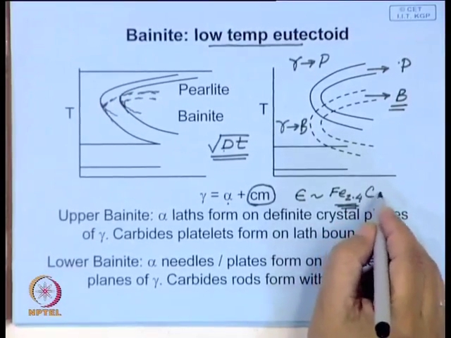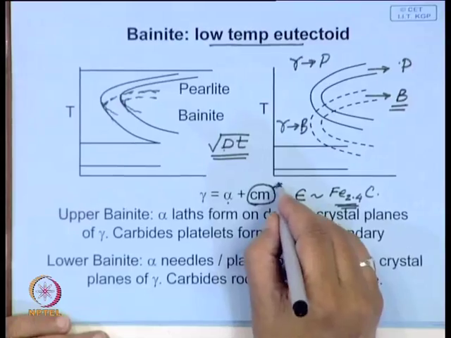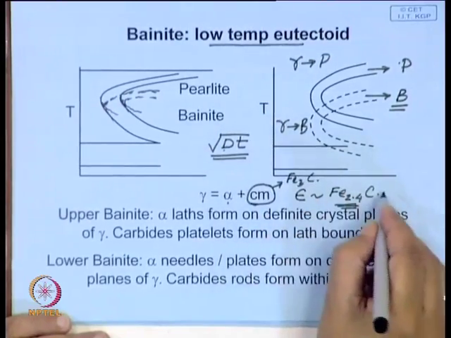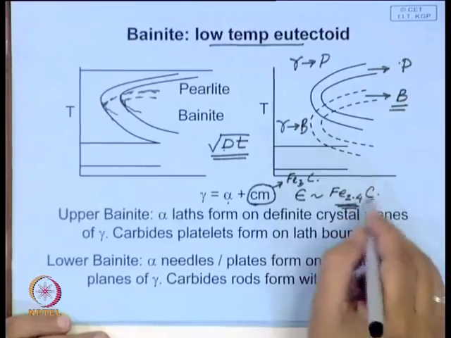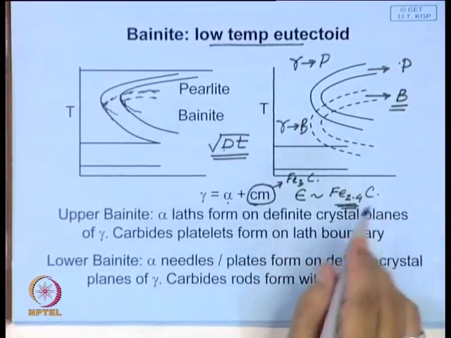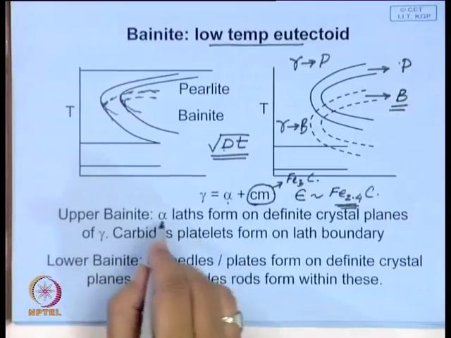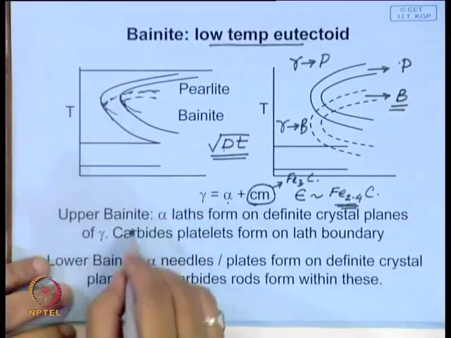So, this has a little cementite, roughly Fe3C. Here, what you can say is there is possibly a little more carbon. Now, this upper bainite, here also there is a distinction.